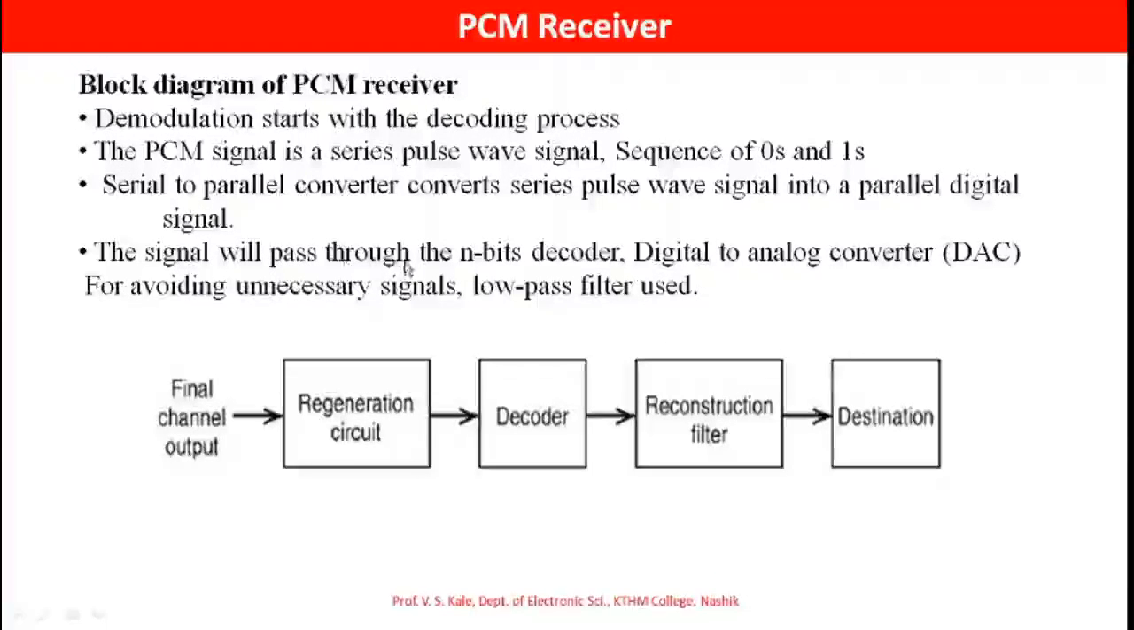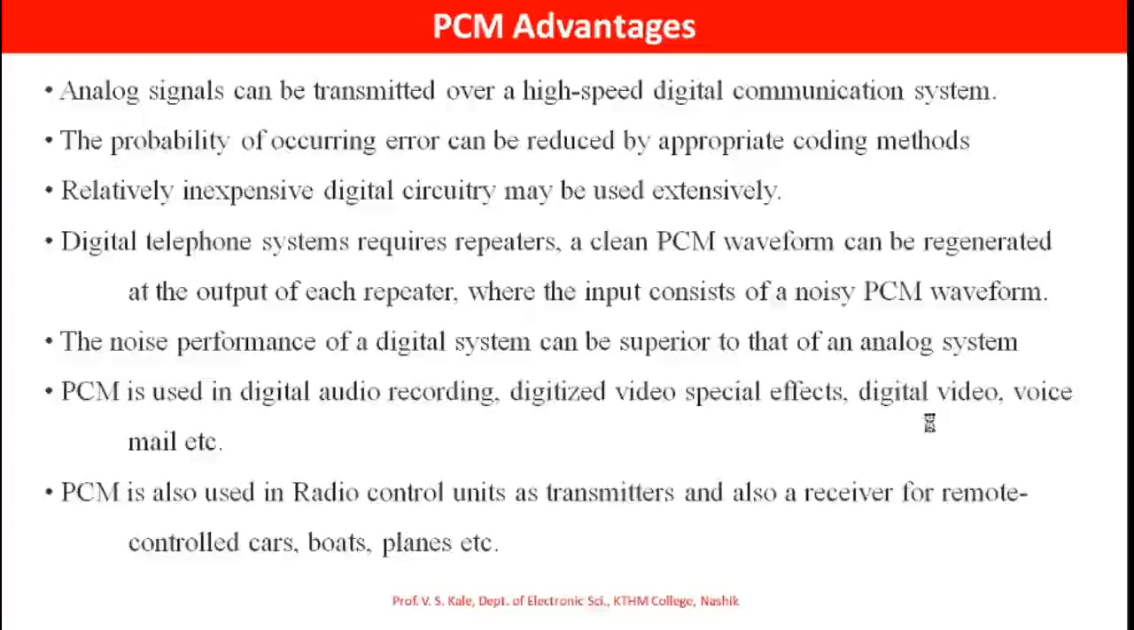The signal will pass through the n-bit decoder, that is a digital to analog converter. For avoiding the unnecessary signal, a low pass filter is used. So this is the block diagram. This is the channel which gives the input to the regeneration circuit, that is decoded. A reconstruction filter is used to remove the noise, and that is the destination.